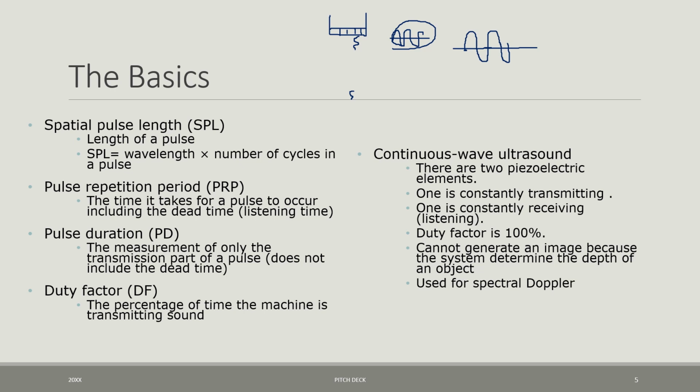Now, if I wanted to see how much space or how much distance in space this particular pulse was taking up, I would evaluate it for its spatial pulse length. Now, I have 2 waves, and each wave has its own wavelength, or distance from the front of the wave to the back of the wave. I would multiply 2 times the wavelength, as you see here. Wavelength times the number of cycles in the pulse. And when I determine that, that would tell me my spatial pulse length.